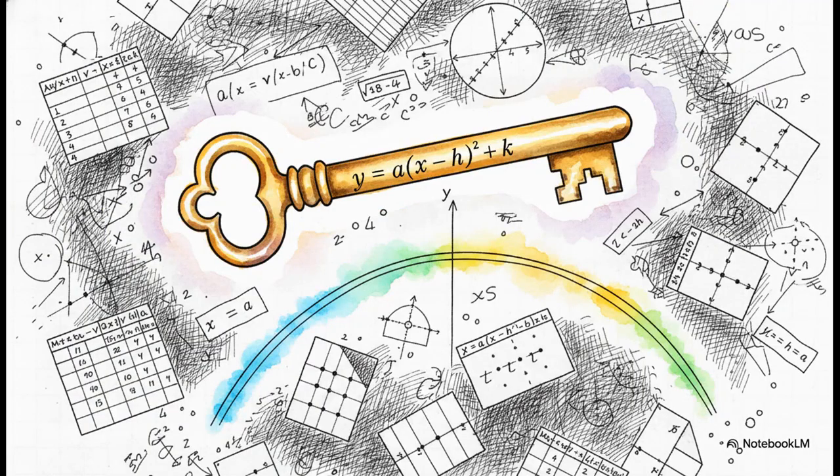Well, there is. What if you could just glance at an equation and instantly know the most important part of the parabola, its absolute peak or valley, and know exactly what its shape is? That, my friends, is the magic of Vertex Form. It's not just some random formula. It's literally the blueprint for any parabola.